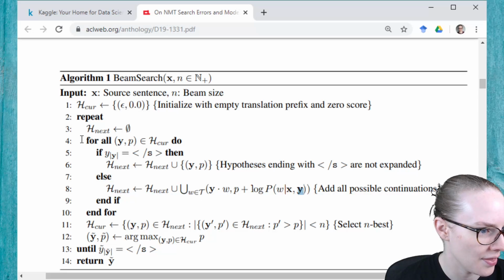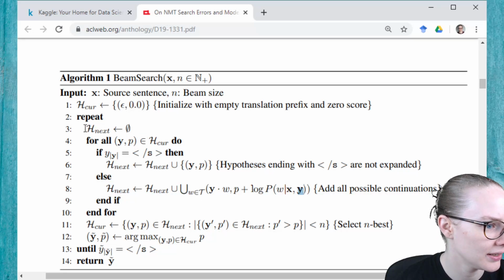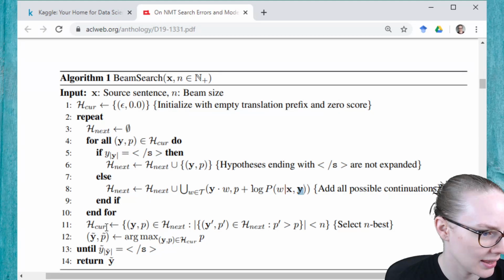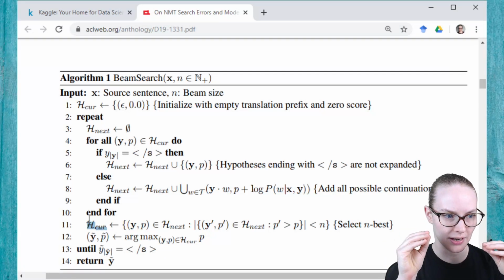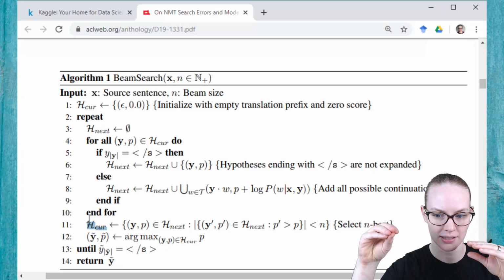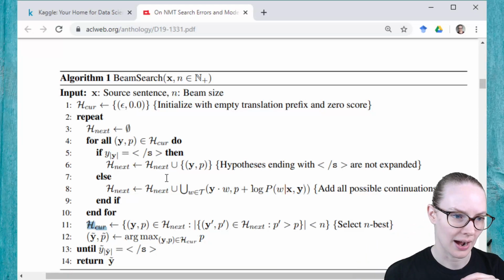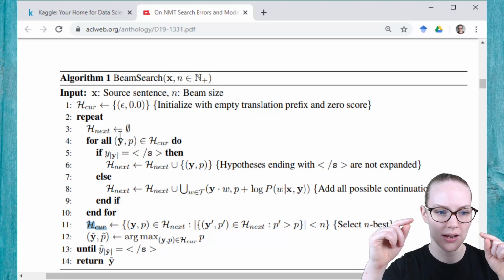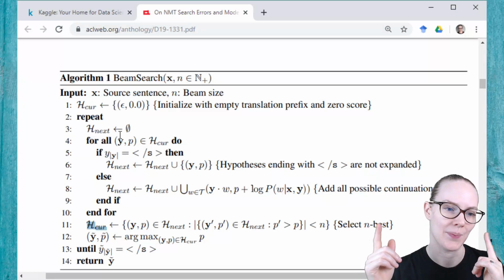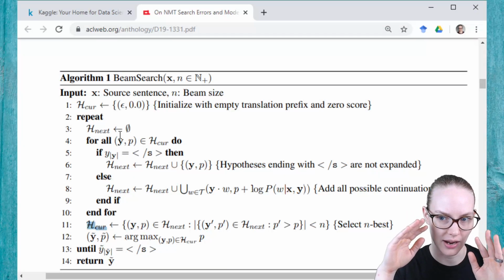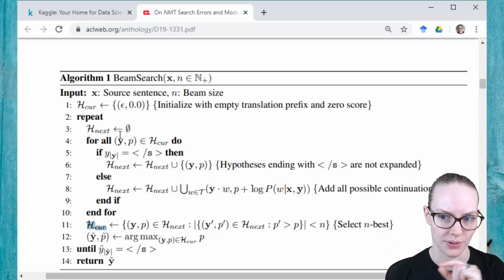All right, and then that's that bit. And then we take the current, so we had the current one, we initialized it empty, we clear out everything in next, and then we populate next for each of the translation candidates in the current one. If the next token is the end of sentence, we're done, we don't expand it. And if the next token is not end of sentence, we look at the log probabilities. We get the log probabilities for each one of the next tokens.